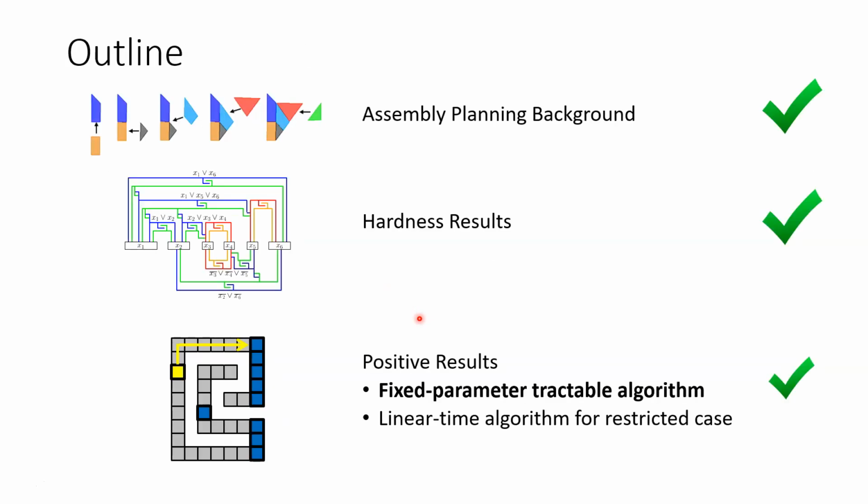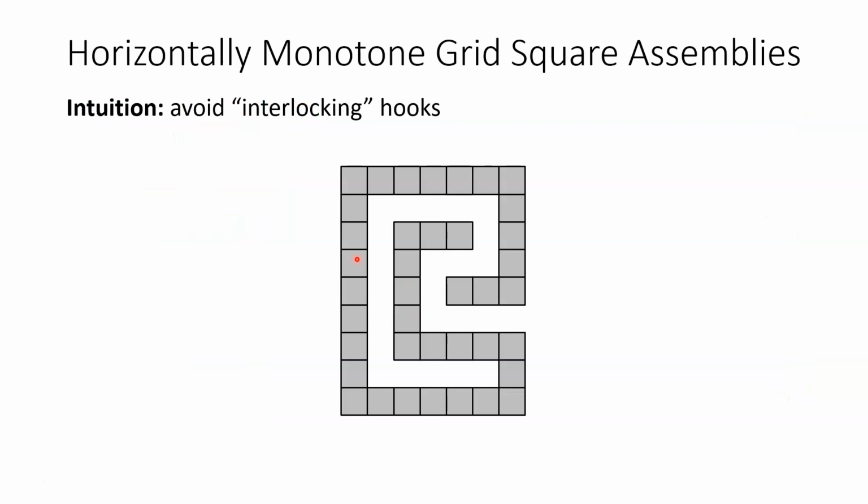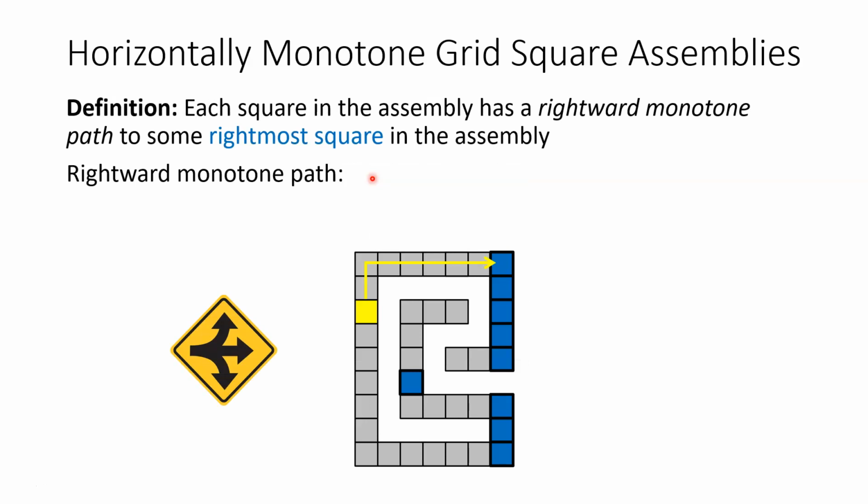And another result that we had for a positive result is for a restricted case, where the intuition is to avoid interlocking hooks, such as the one from the negative example I showed you in the beginning. These hooks also show up in the hardness construction. And this is how we avoid them.